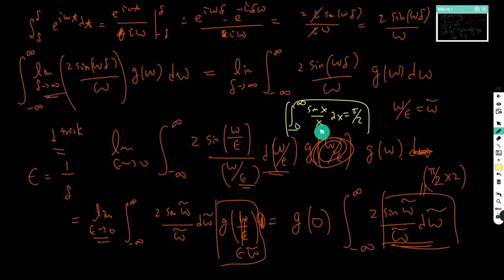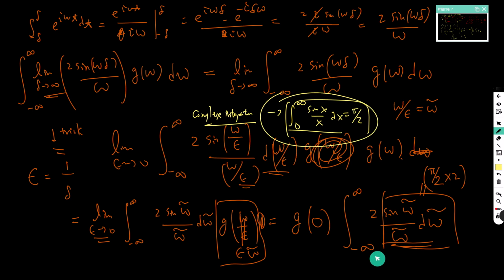You can prove this using complex integration. If you don't know how to prove that, you can check out my other videos, but you can also easily find the proof online. Since you integrate from negative infinity to infinity, this integral needs to be times 2, so it's pi. So you get 2 pi g of 0. 2 pi g of 0 is exactly what we are going to prove.